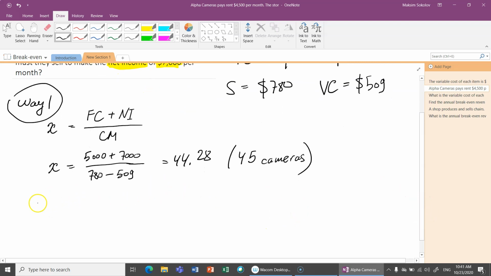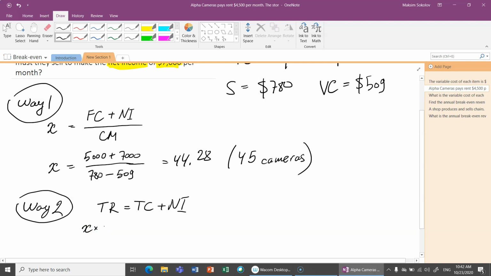What about another way to solve this problem? Now, another way we'll use this relationship, which is total revenue should be total cost plus net income. Remember, we're not talking here about break-even number. That's why we do have some net income happening here. So the general relationship is total revenue is total cost plus net income. So let's say we again are looking for the number of items to be sold for this relationship to be valid, and that's going to be X, this number of items.